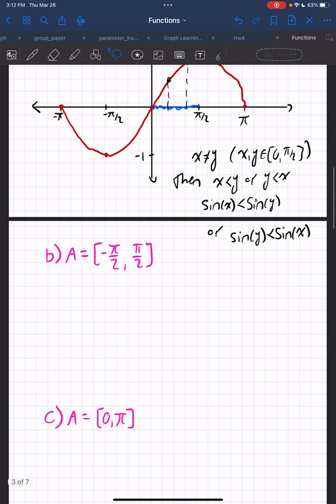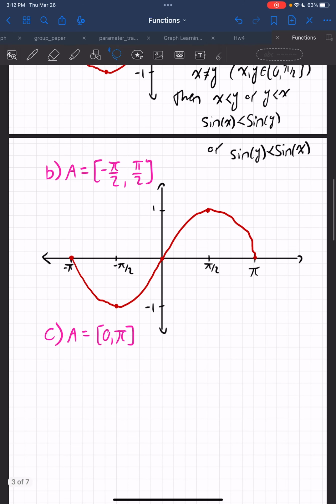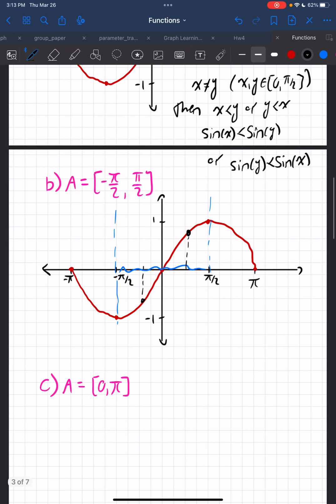Okay, what about if we define the domain of our function, sine of x, to be negative pi over 2 through pi over 2? So here we have something similar. The function is still increasing along the entire interval. So if I give you different values in the domain, we'll get different values in the codomain. And the proof would be exactly the same.